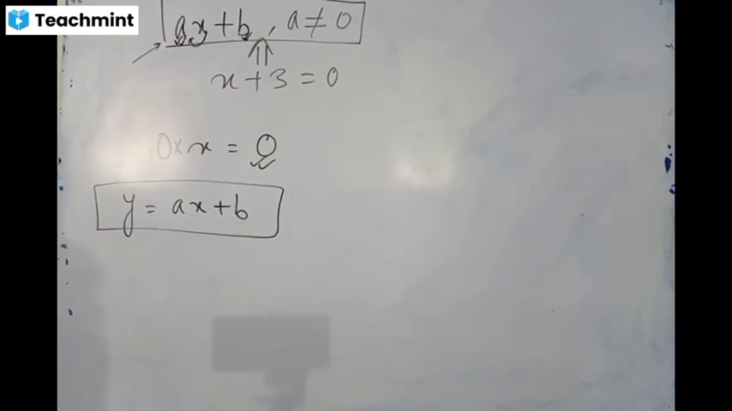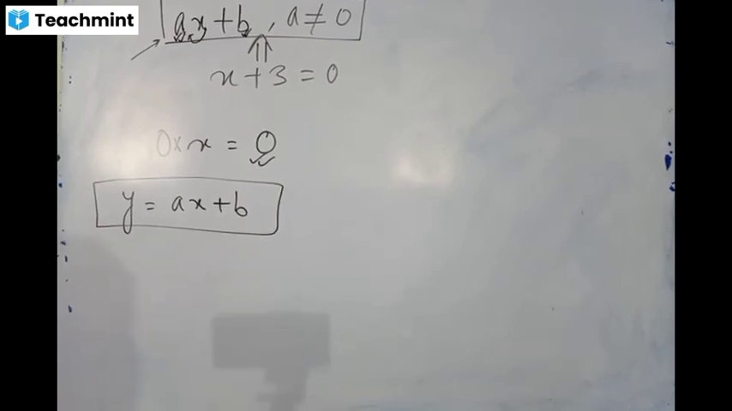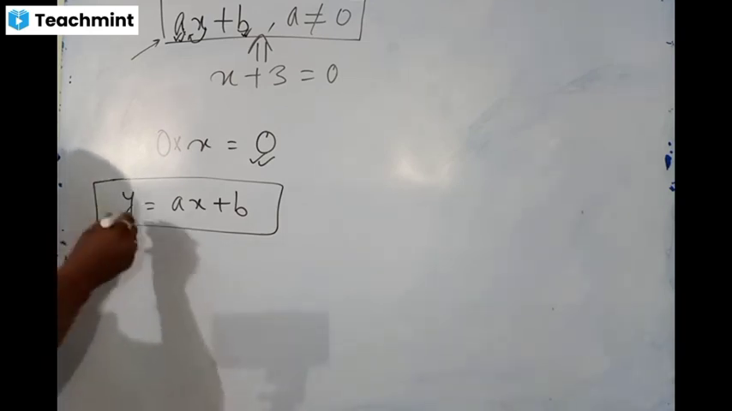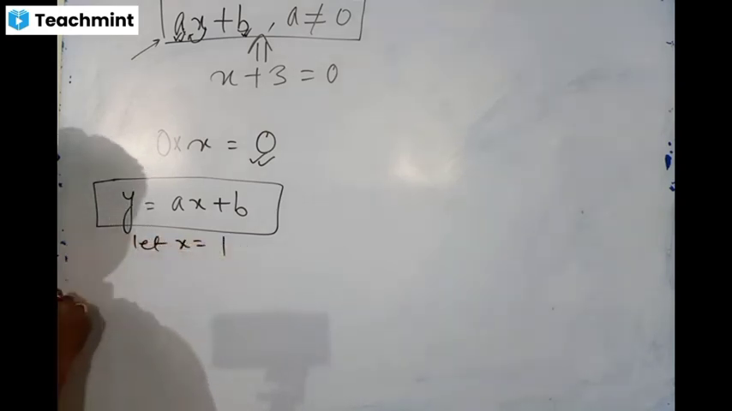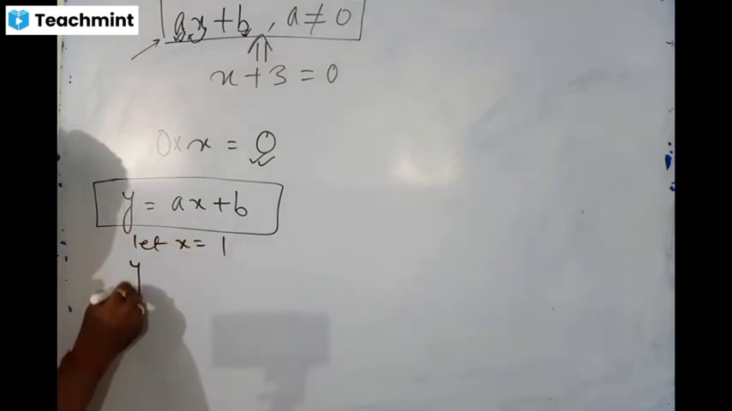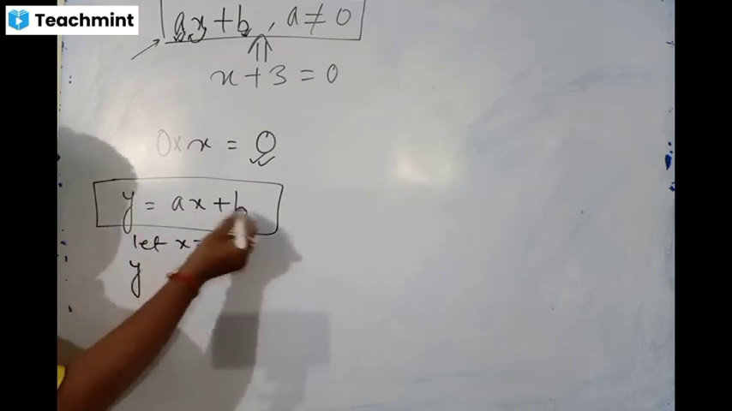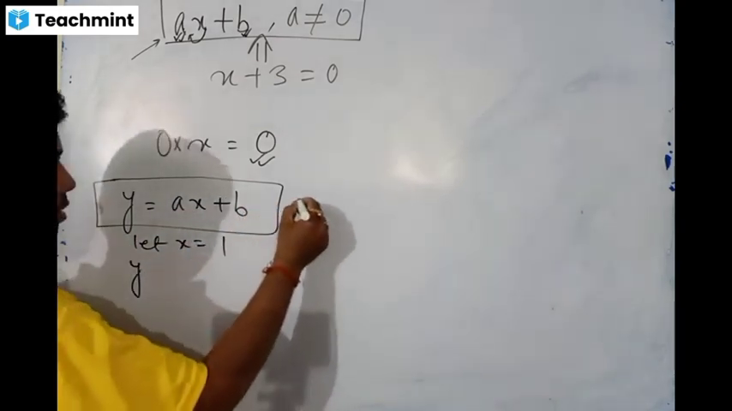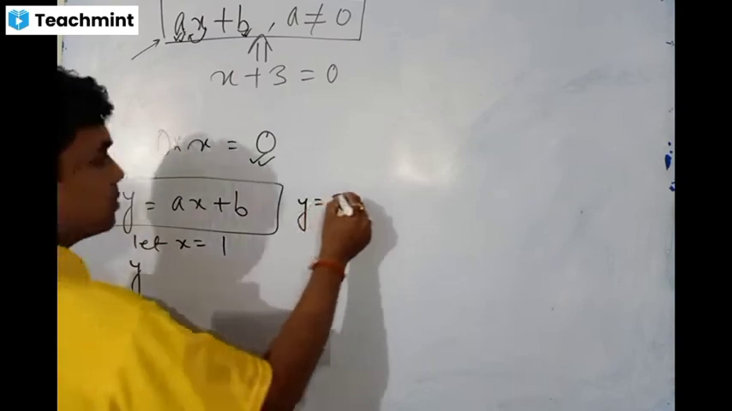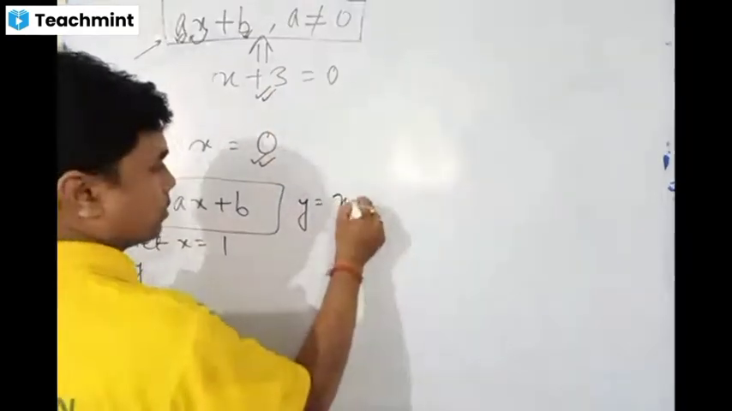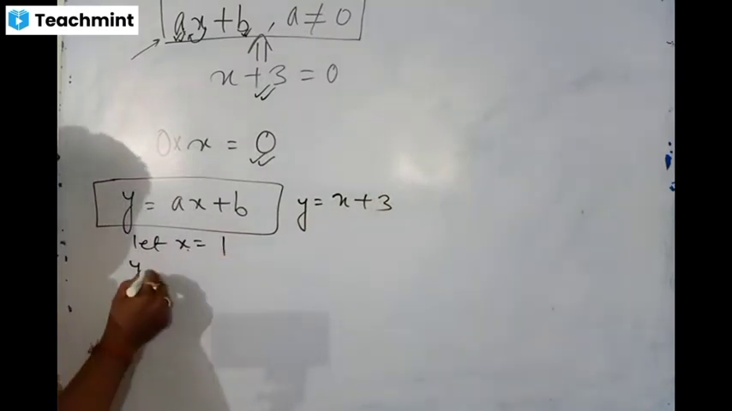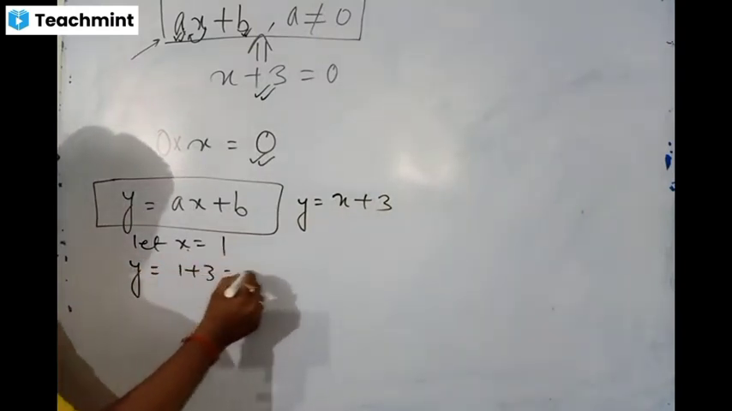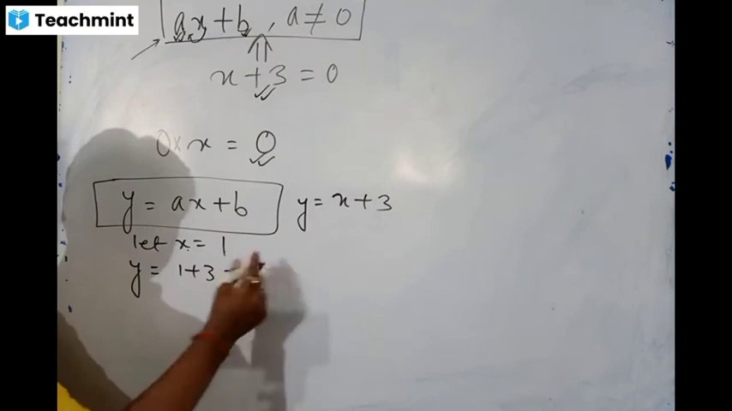What is the value of x? You first have to know x, and then you can easily find the value of y. So suppose x is equal to 1, and suppose there is an expression y is equal to x plus 3. So if x is 1 here, then 1 plus 3 will be 4.